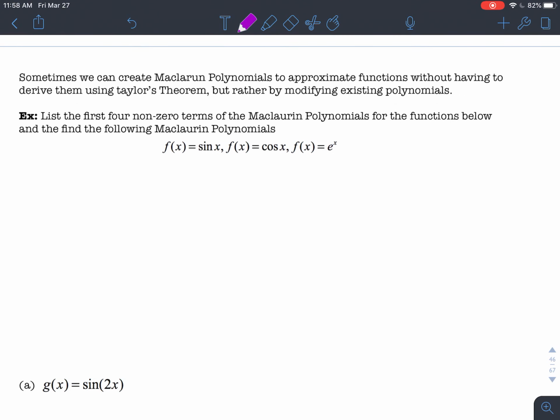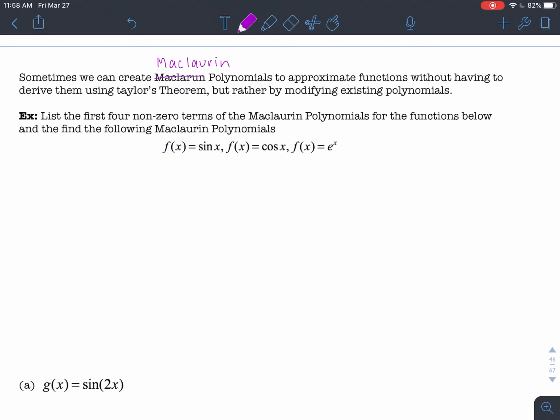Okay, we just have a little bit more on our note packet to cover about Taylor polynomials, so I'm going to try and cover all of this in one video, because we've got one more page. We don't need to split this up again. So sometimes we can create Maclaurin polynomials, which this is spelled wrong. Great job. To approximate functions without having to derive them using Taylor's theorem.